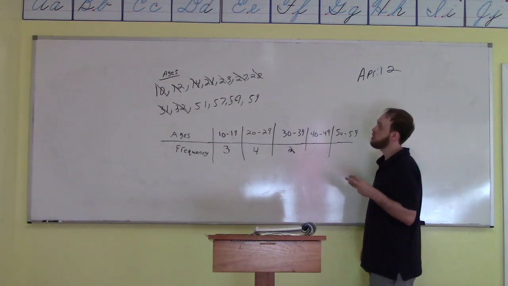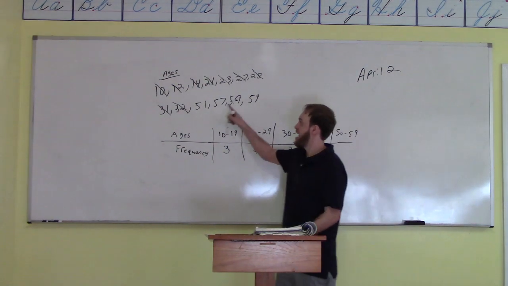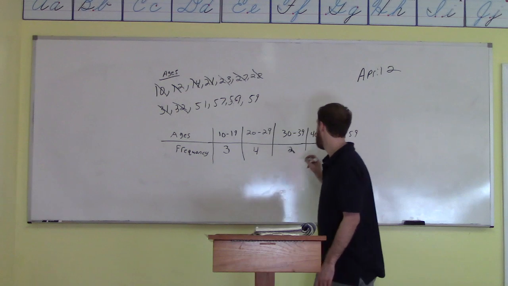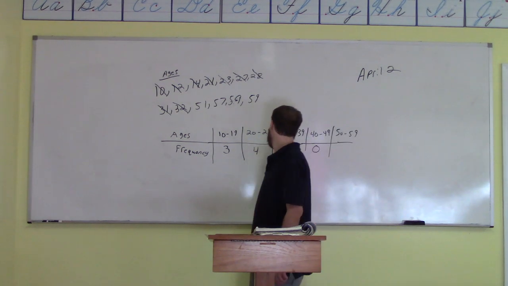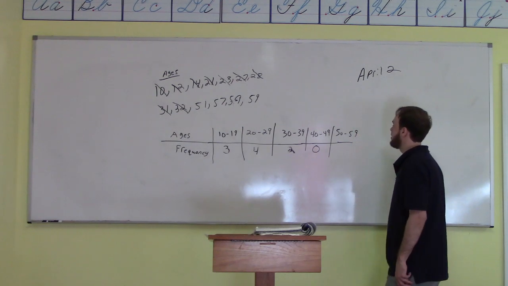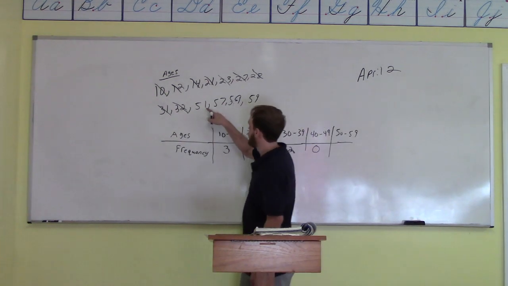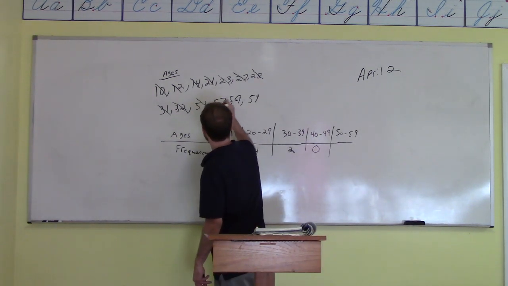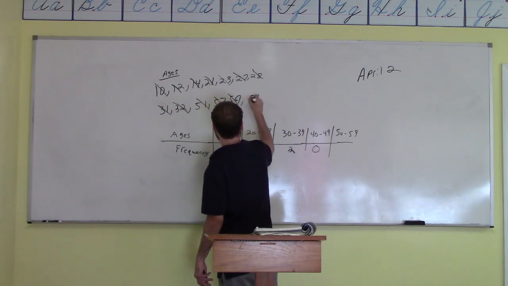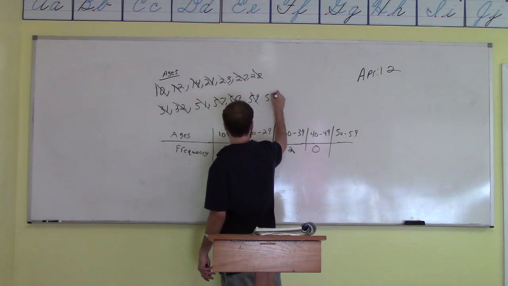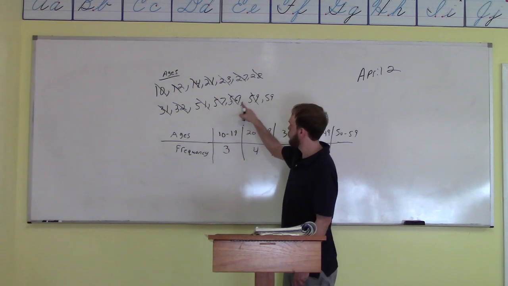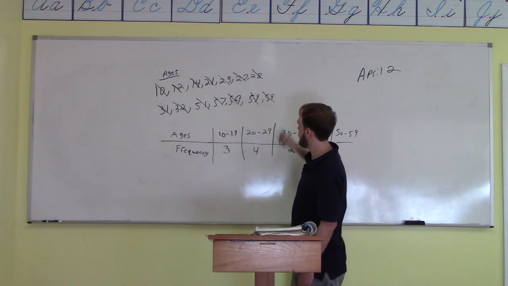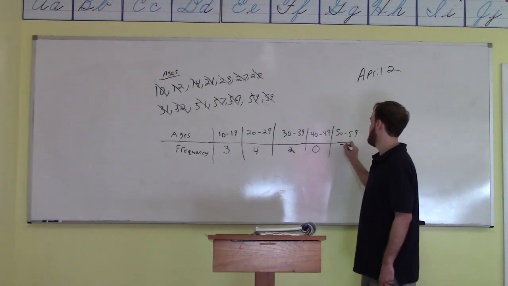Then I'm going to do 40 through 49. Notice I have no 40 to 49, so that'll be 0. And then I have 50 through 59, and that has 1, 2, 3, 4, and I'll add another one just to get a different number, 5. So I have 1, 2, 3, 4, 5 in this case, and that would be 5.